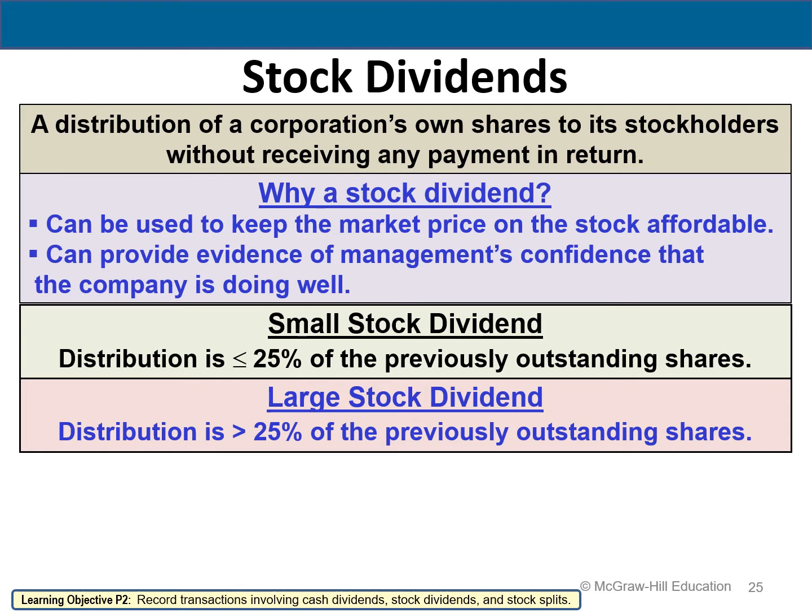So a stock dividend basically transfers part of retained earnings to the contributed capital accounts, sometimes described as capitalizing retained earnings. And so accounting for stock dividends differs depending upon whether it's considered a small or a large stock dividend. Okay.